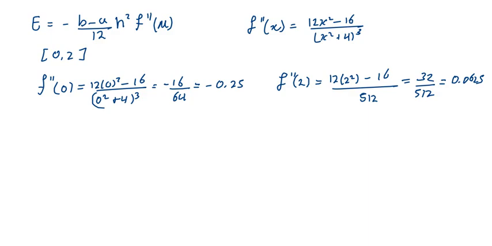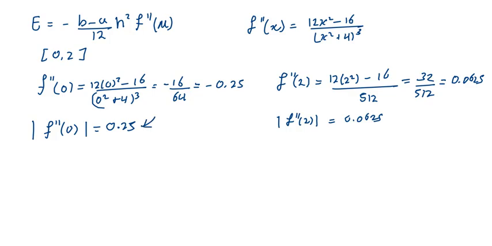Okay, so why am I asking to say what value are we going to use? But first of all, let me write these in terms of absolute values. The absolute value of f prime prime of 0 is equals to, meaning the positive value of that, 0.25. So the absolute value of f prime prime at 2 is simply equals to the same 0.0625. So we observe to say this one is bigger.